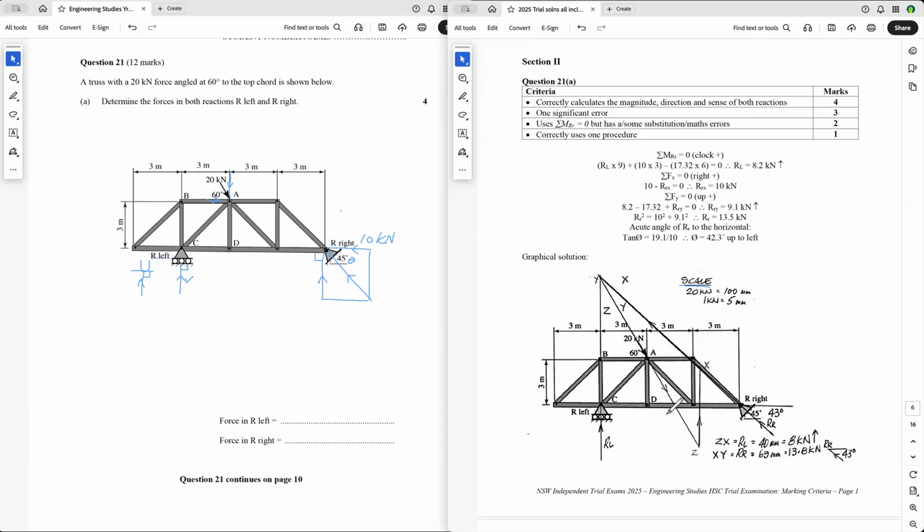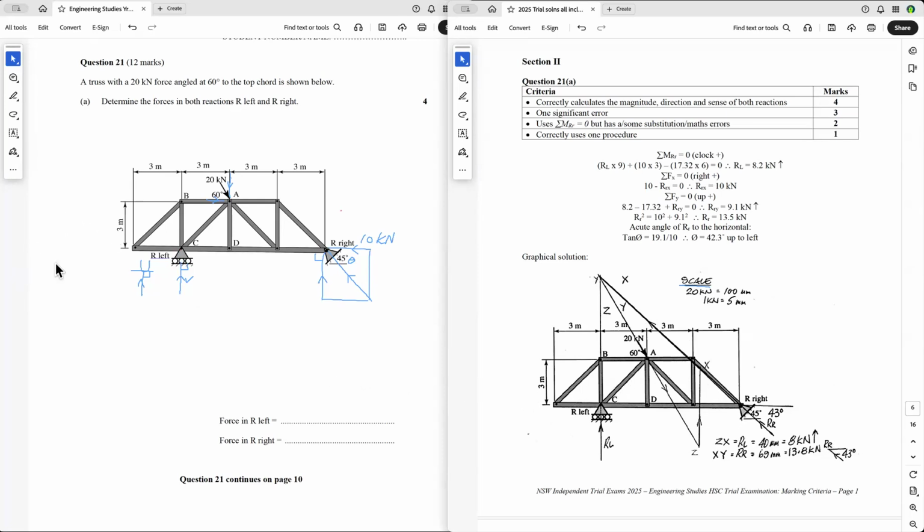So there's your force triangle, and you just scale off this distance here to get the reaction at the right, and you get the magnitude. You put your protractor on here, you get the direction there, and you can just scale off this distance here, and you'll get the reaction left size there. And so this is how it's all written. Okay, so that's how you do that graphically.